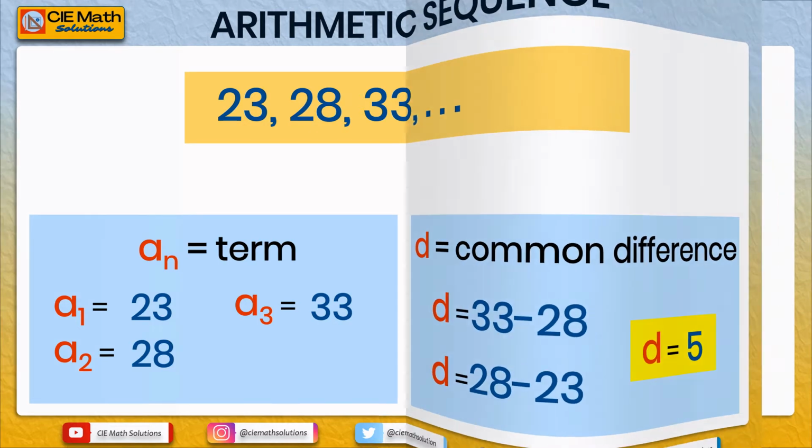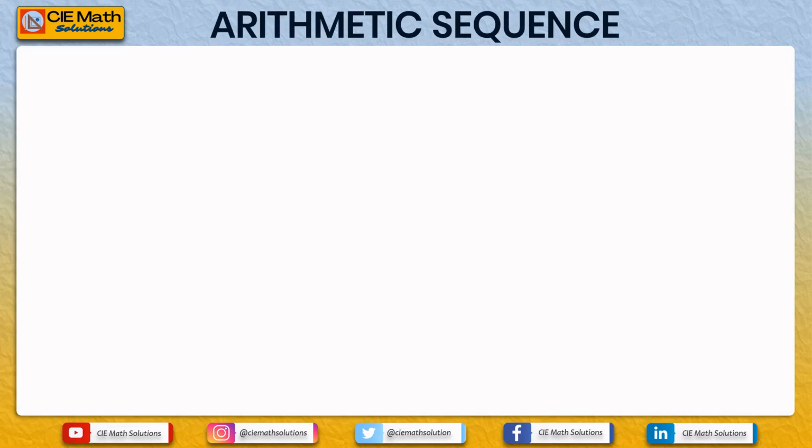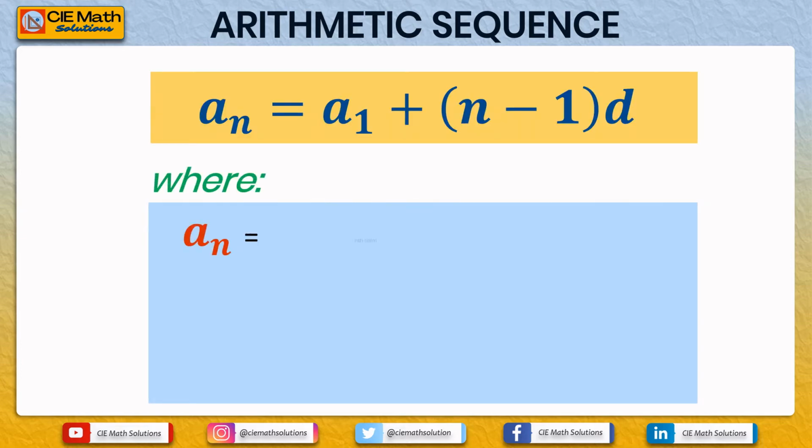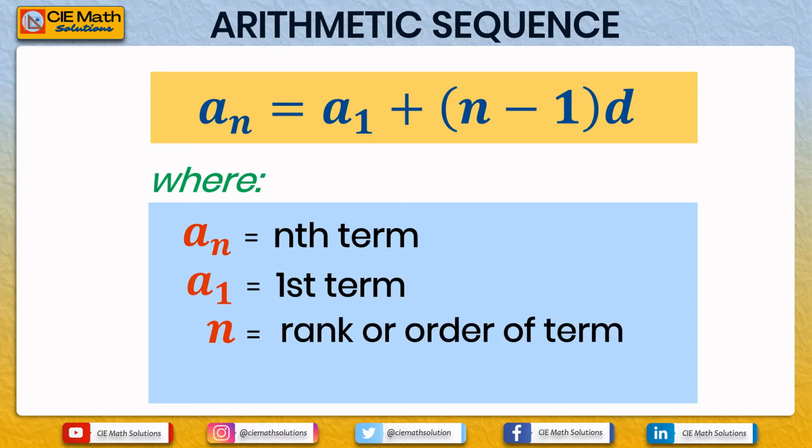Let us also recall the formula for the nth term of a given arithmetic sequence or progression. That is, a_n equals a_1 plus n minus 1 times d, where a_n is the nth term, a_1 is the first term, n is the rank or order of the term, and d is the common difference.